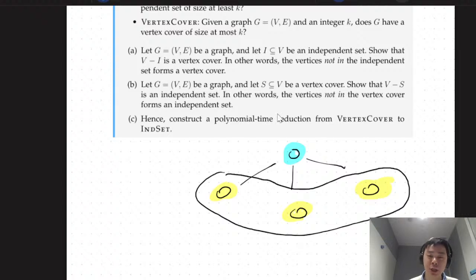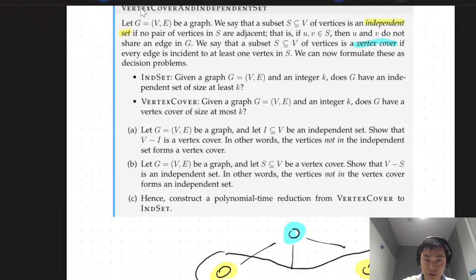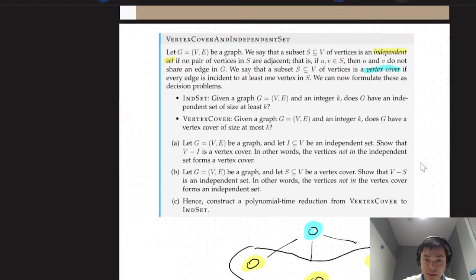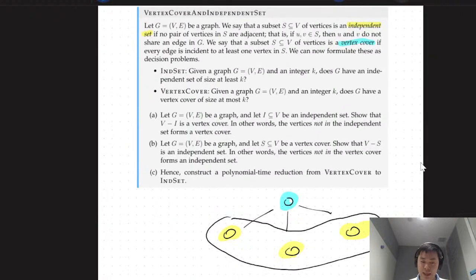So you can't show that this is true for just one graph. You want to show that this is true on every graph. So why do we think that the complement of an independent set is actually a vertex cover? Are there any thoughts? So maybe I'll bring this up again. If I have an independent set, then I claim that the vertices that are not in my independent set form a vertex cover. But why is that true?